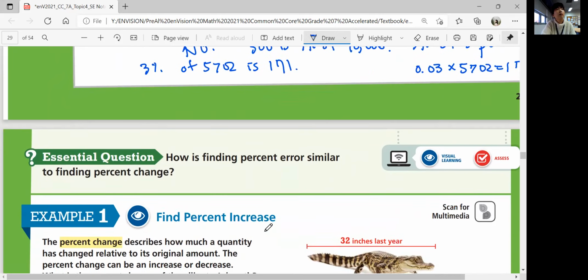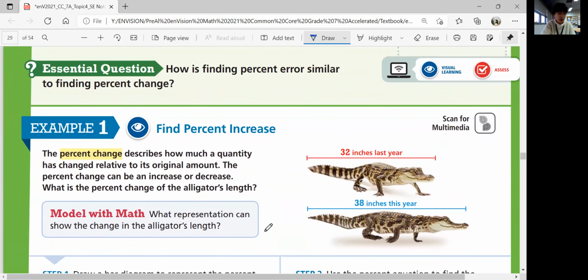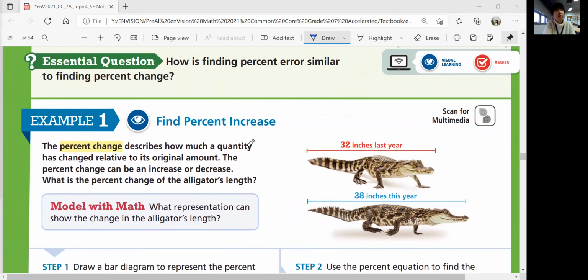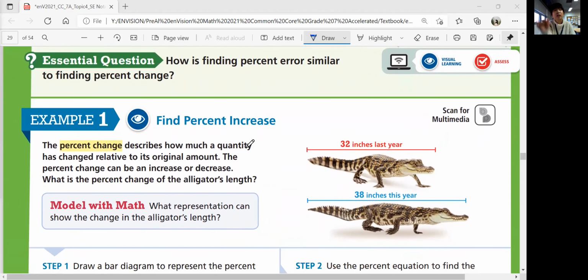Essential question. How is finding percent error similar to finding percent change is what we're going to think about in this lesson. Let's look at example 1. 5% increase. We have a vocabulary word, percent change. The percent change describes how much a quantity has changed relative to its original amount, using percentage, of course. The percent change can be an increase or decrease.